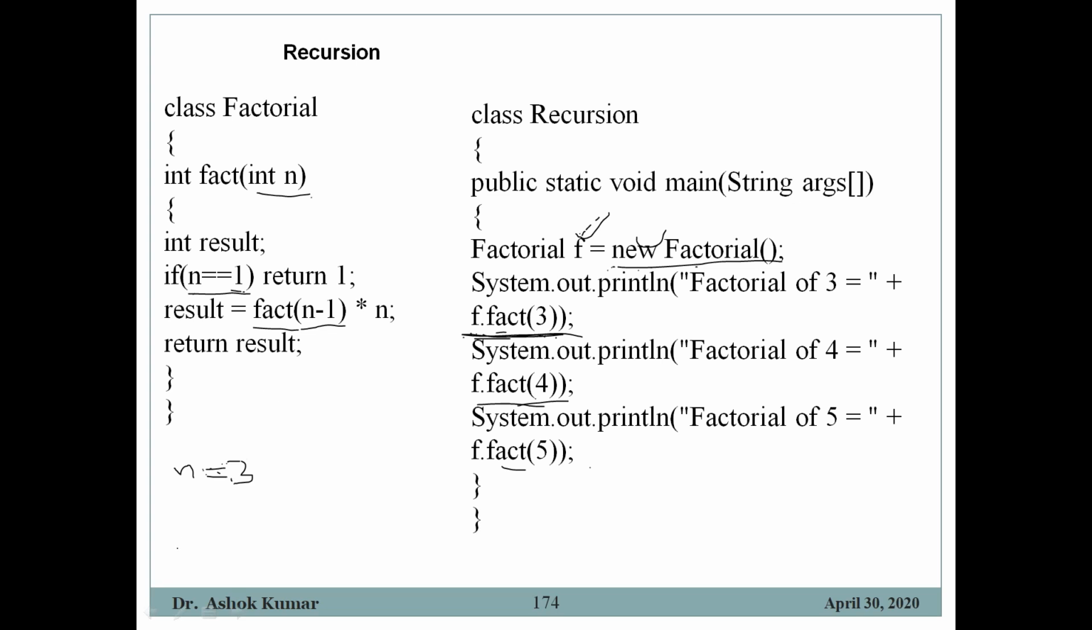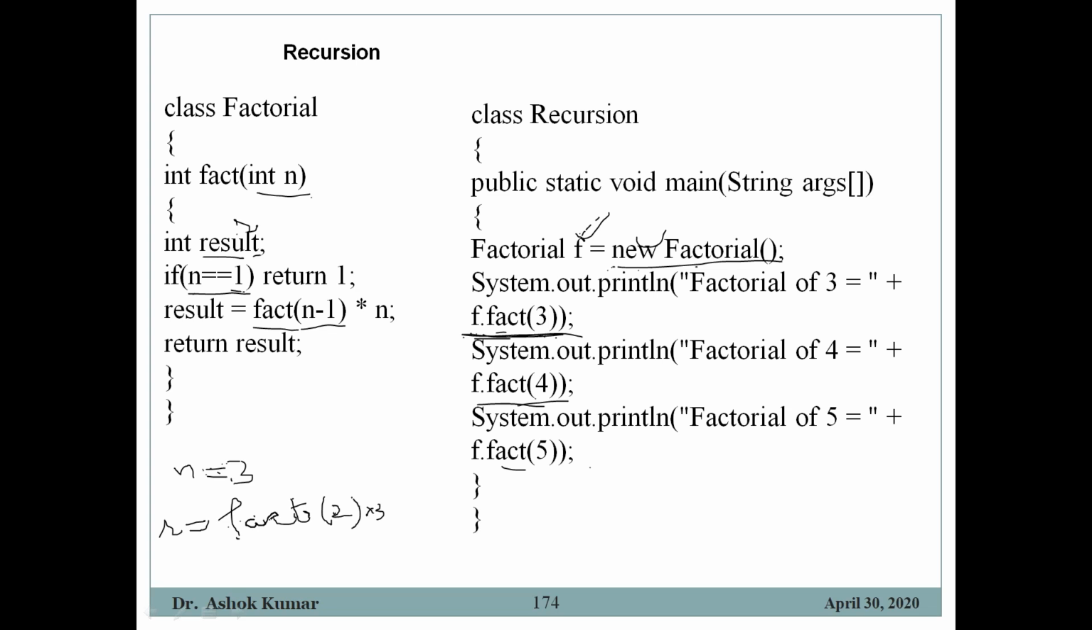In the next statement, I am using variable r instead of result, to save time. So r is equal to n into fact of n minus 1, and this is the function call to itself. Here the function will call itself again, and it will call with n minus 1. That means it will call itself with 2, which is then multiplied by the value of n, that is 3.